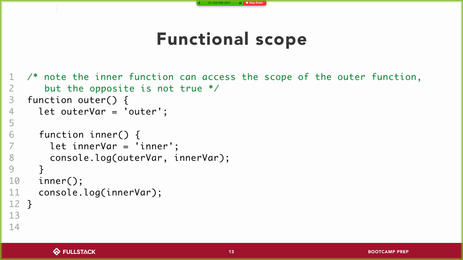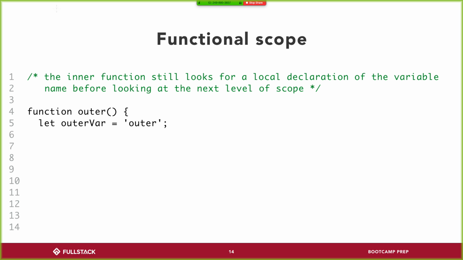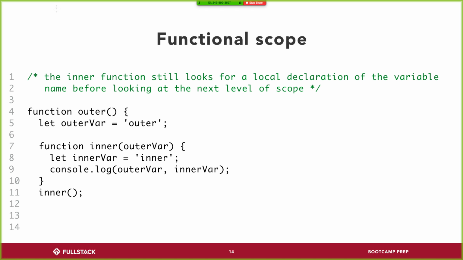Yeah, so we can go inside out, can't go outside in. The inner function still looks for a local declaration before looking at the next level of scope. All of these are just practice to really get your head around scope. Whenever we log something, like the outer var, it can't find it within the local scope of inner, so it'll look out to the next scope. And that's there, it'll find outer var. Inner var, it'll find immediately.